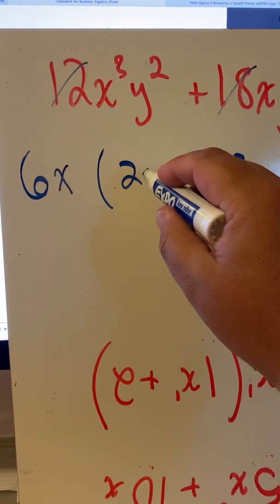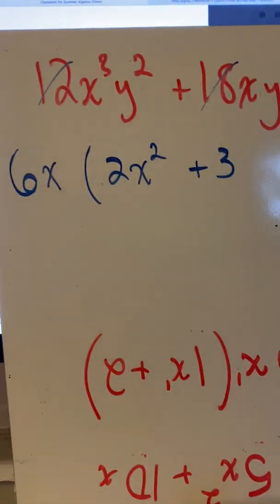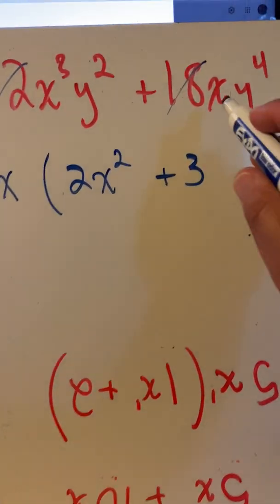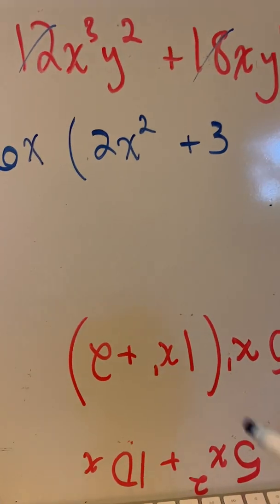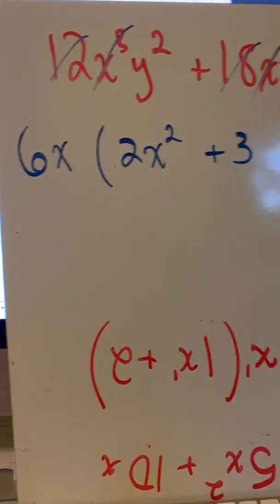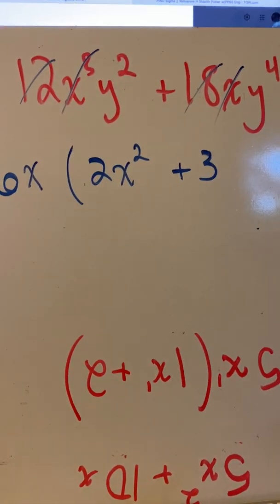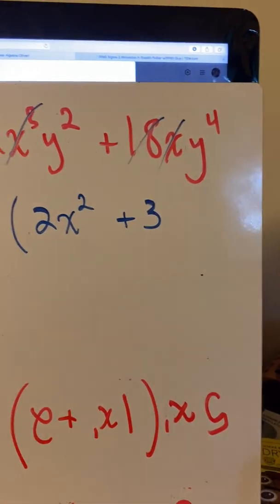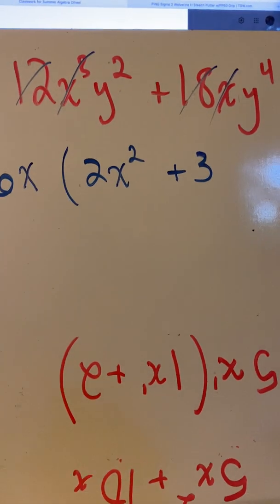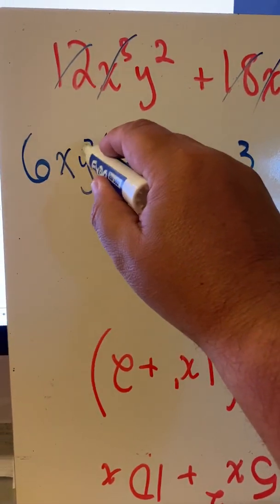How many am I left with here? X to the second. Okay, how many x's am I left with here? None. They cancel out. So the x's are taken care of. I factored out the most that I could factor out. Now the y's, I can take 2 y's away from both of them evenly.